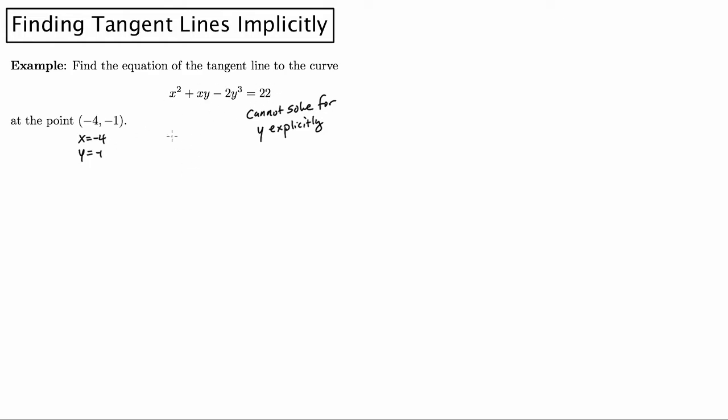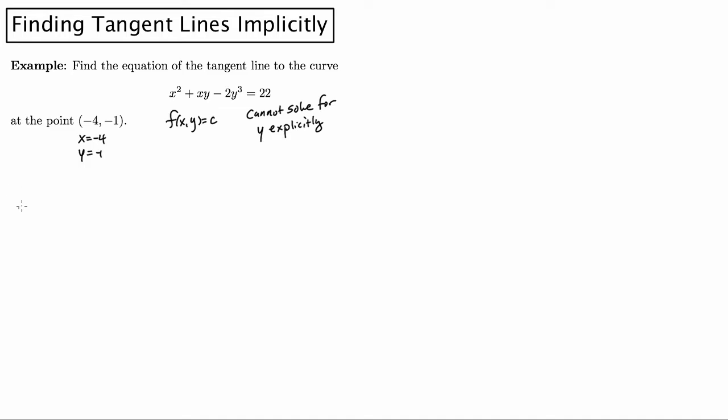Once again, this is implicitly defined because it's of the form f of x, y equals c for a constant. So you have functions of x and y on the left, and a constant on the right. Now, I'm just going to walk through the steps, and these are very similar to the steps we did in the previous video about implicit differentiation. If you get a chance to watch that one, you should probably watch it first.